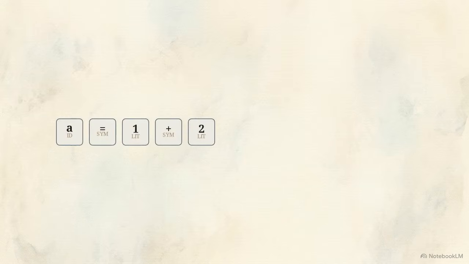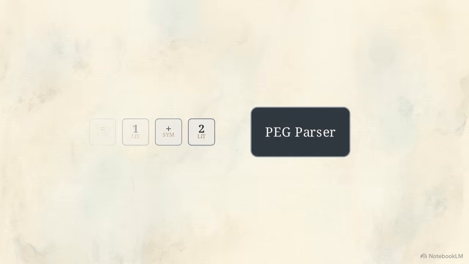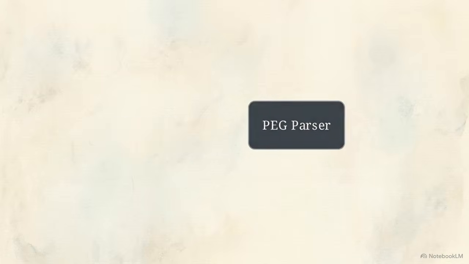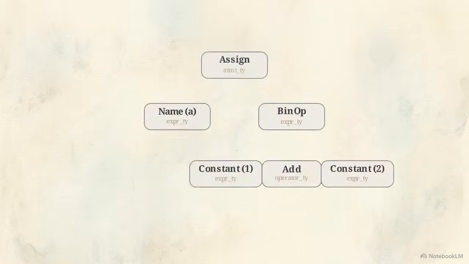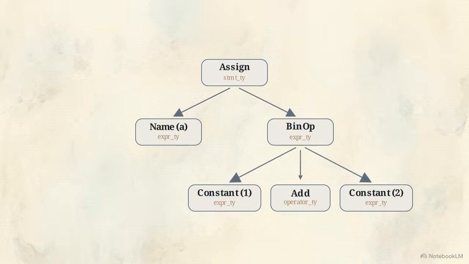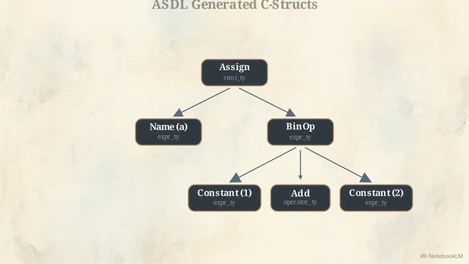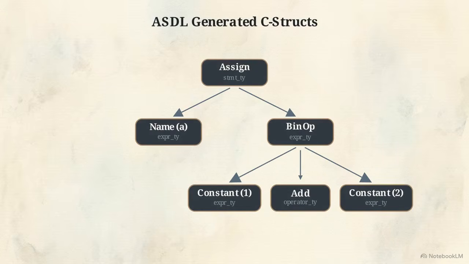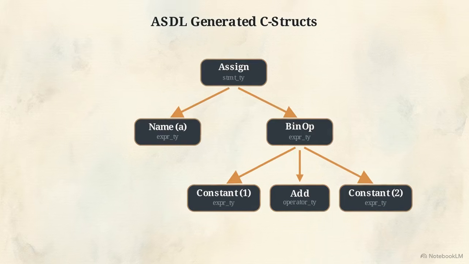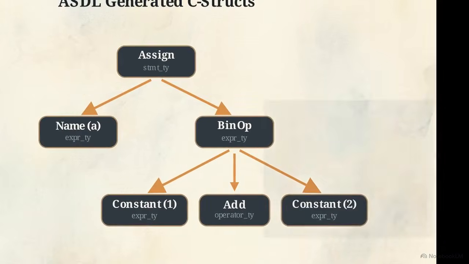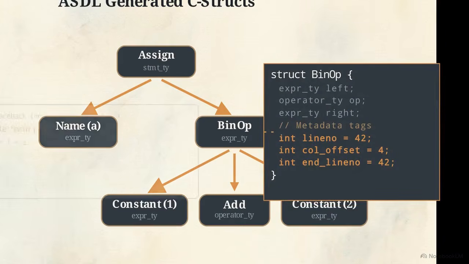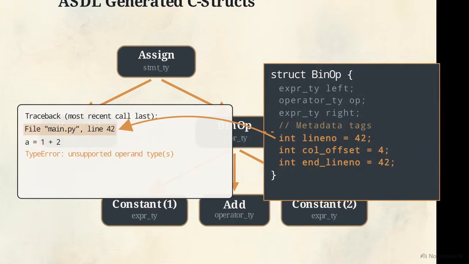Once tokenized, the stream is fed into a parser, such as CPython's PEG parser, which transforms the linear list of tokens into a hierarchical abstract syntax tree, or AST. In the runtime, AST nodes are physical, tightly packed C structs defined by the Abstract Syntax Description Language. They link into a directed acyclic graph. These structs use unions and enum flags to store precise metadata, allowing the runtime to generate accurate stack traces.